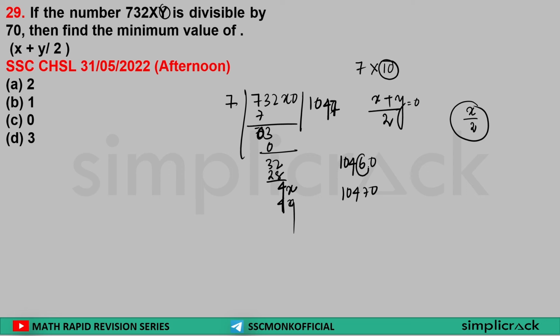Sir, minimum means minimum of this. So if the minimum value of x is 6, so the minimum value of (x plus y) by 2, that means (6 plus 0) by 2, is equal to 3. So answer is option D.